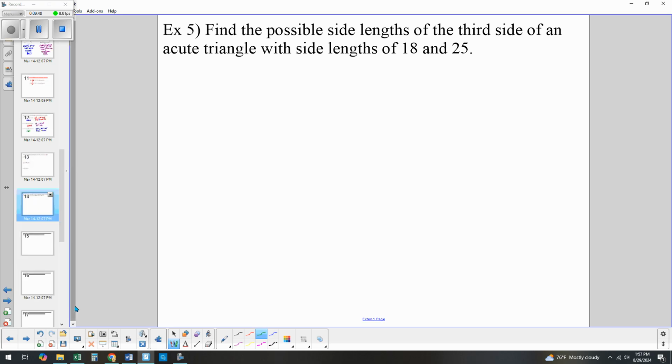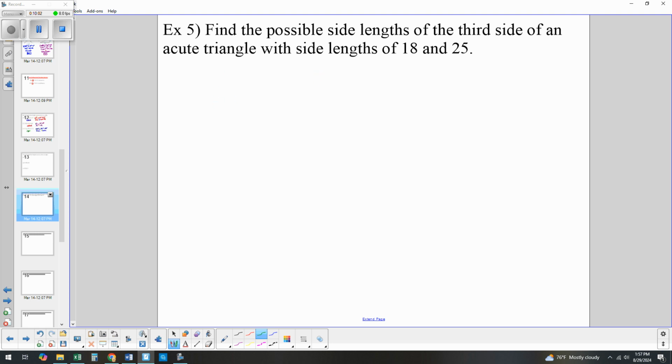We're going to look at finding the possible side lengths of the third side of an acute triangle with side lengths of 18 and 25. If they didn't specify the type of triangle, we could do what we did in the do now and just subtract them at one end, add them at the other, and say it had to be between those. But that would make any kind of triangle. That would make an acute, an obtuse, or a right. So we need to narrow it down to just acute.